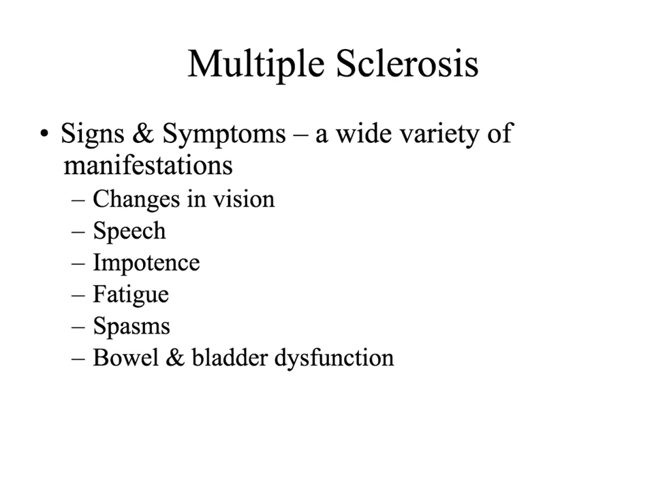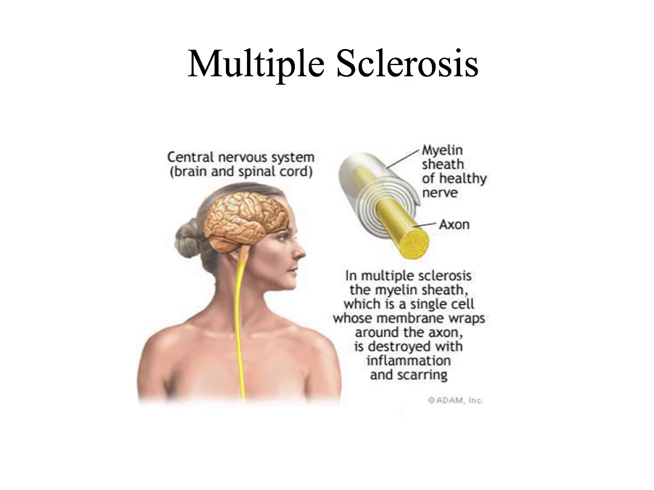Also assist with bladder care. They might have to do intermittent catheterization and indwelling catheters. Different types of things like that. Prophylactic antibiotics may be needed for the prevention of urinary tract infections. This picture is just another visual to help you understand the pathophysiology of how the myelin sheath is damaged in multiple sclerosis.